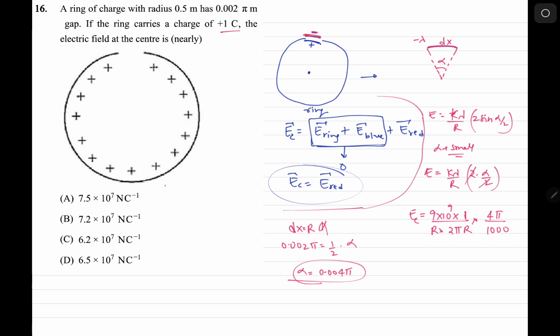Okay, now pi cancelled anyway. This 2 cancels, so it is coming as 18 into 10 to power 9 minus 3, 6 divided by r into r, like 1 by 2, 1 by 4. So it makes it 72 into 10 to power 6 volt per meter, yeah, Newton per coulomb. So option B is correct. It can be written as 7.2 into 10 to power 7 Newton per coulomb. So option B is correct. So again a good question just for practice in future. Okay, so that's it. Let's move to the next question.